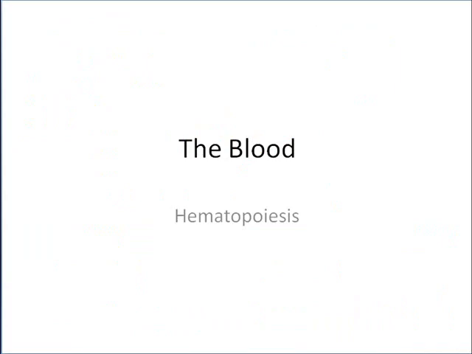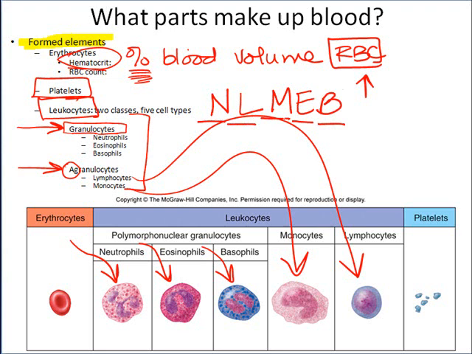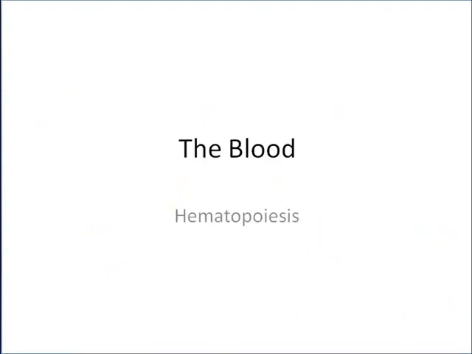Oh, one more thing here. The amount of each of these varies in the blood, and the most common by far and away are the neutrophils, followed by the lymphocytes, then monocytes, then eosinophils, and then the rarest or the least common are the basophils. Easy way to remember this: never let monkeys eat bananas. Okay, next set we're going to talk about how we make blood, or the process of hematopoiesis.